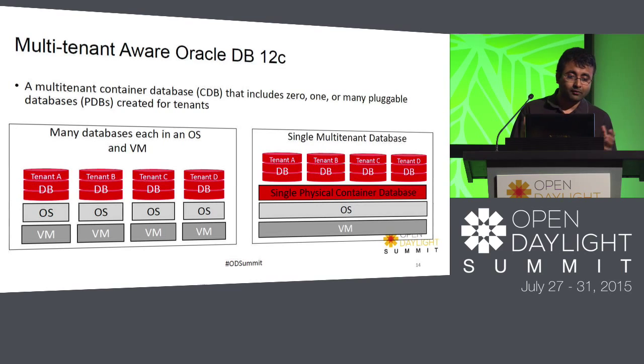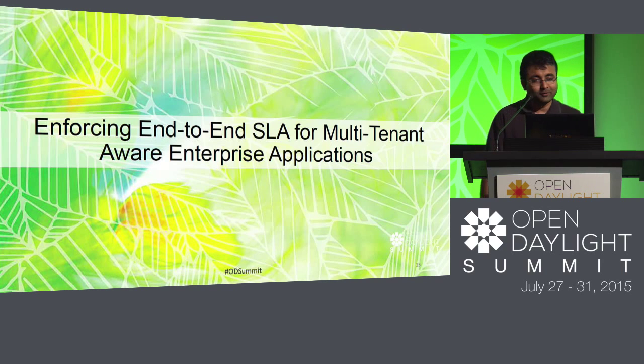But with 12c, you have just a single instance of the database running in the OS. We call that single instance the container database, and then we carve out something called a pluggable database from within this container database, and assign this pluggable database to the tenants that need the connection. So that's the multi-tenant aware Oracle DB. I'll actually let Venu continue from here on.